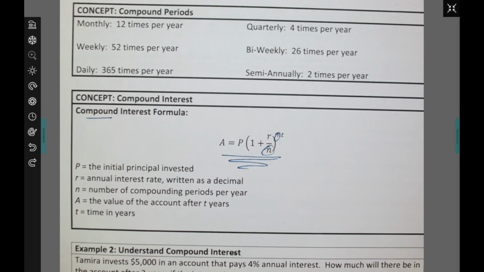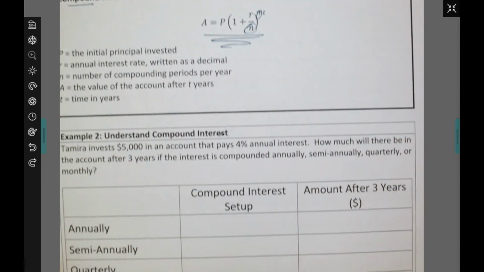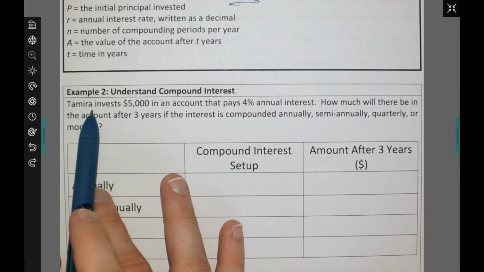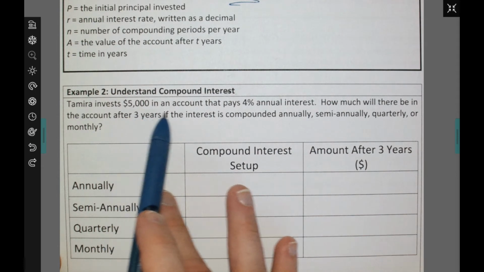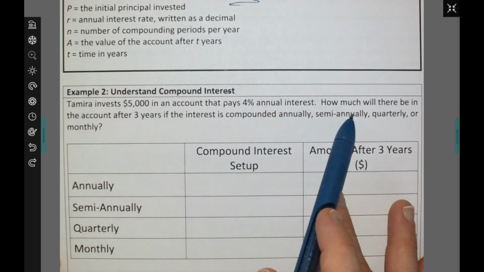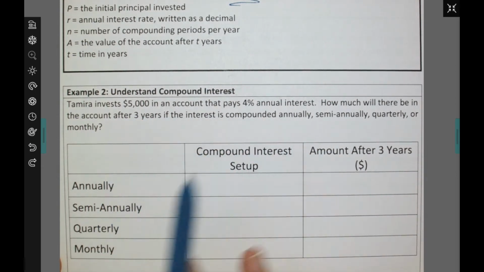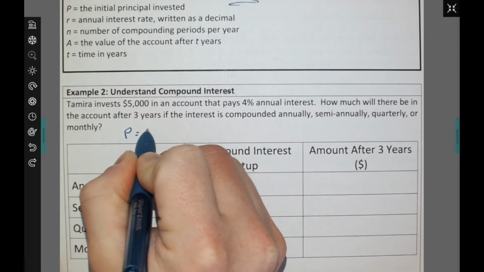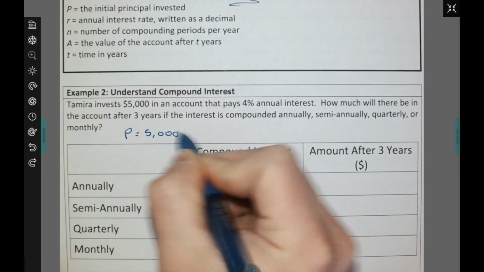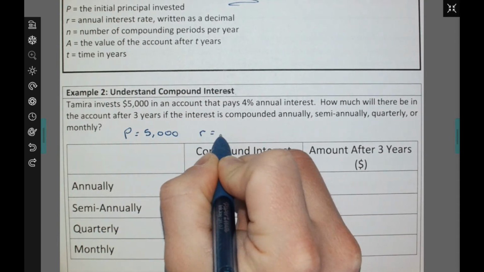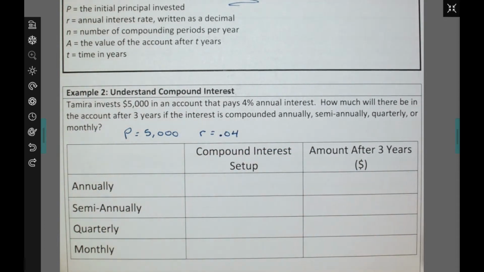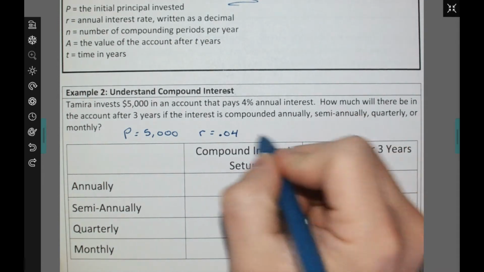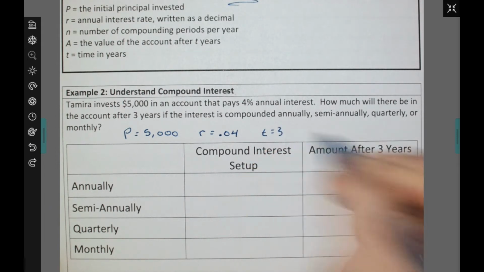We're going to set up these functions or equations down here for different scenarios. Tamara invested $5,000 in an account that pays 4% annual interest. How much will be in the account after 3 years for the following scenarios? P is our initial investment, 5,000. Our rate is 0.04. And we're looking at 3 years, so our T value is 3.